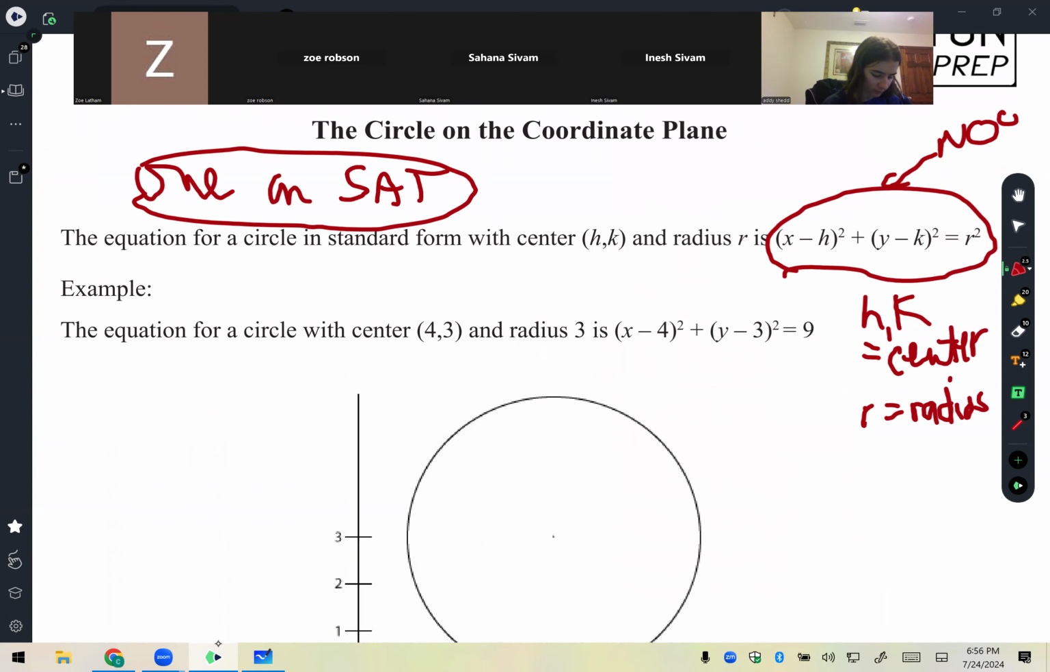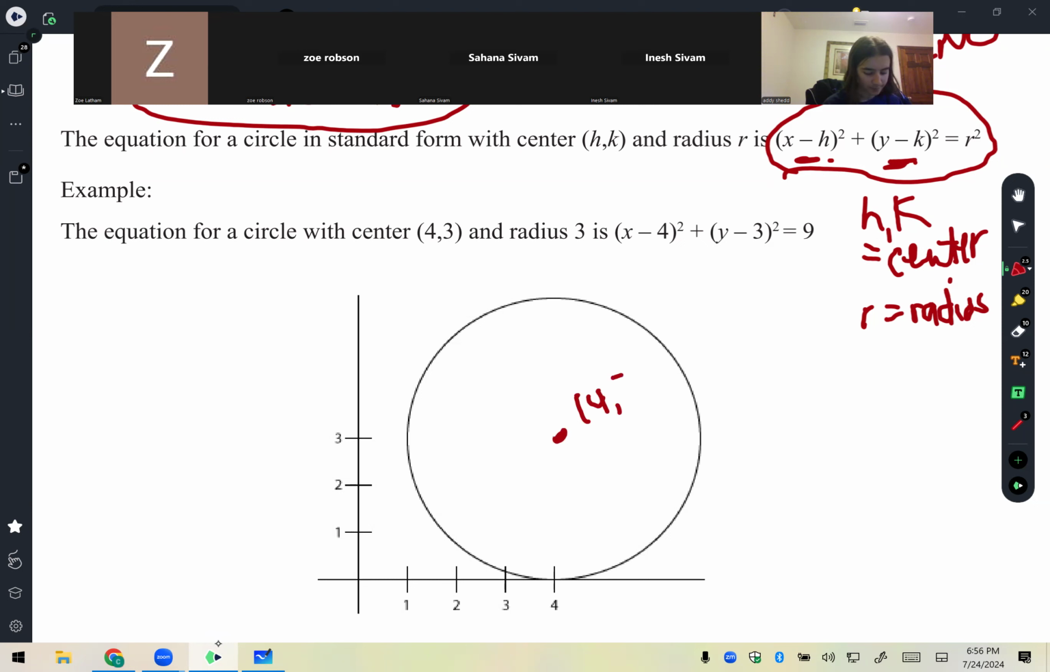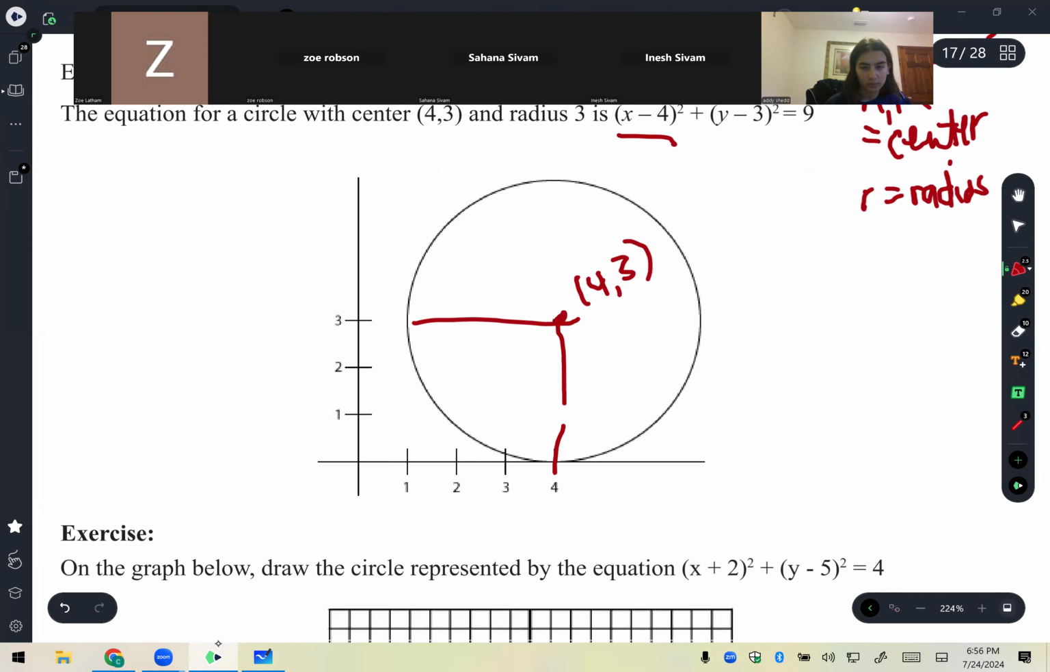Okay, so let's go through this very simply. The center is (h, k), but notice these are subtracted. So here we have a circle, and the center is indeed (4, 3), and the radius is 3. So it would be (x minus 4) squared plus (y minus 3) squared equals 9. Learning this will give you 10 points, so that's why I want to do every kind of problem.